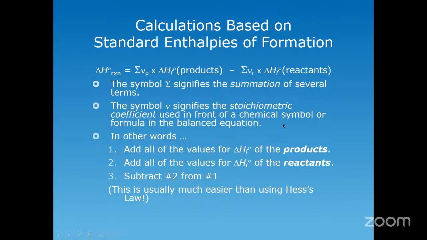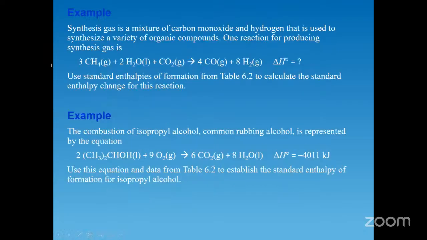And I think I have a couple of examples here, which would be the 2 last questions in this chapter. So the first one says, synthesis gas is a mixture of carbon monoxide and hydrogen that is used to synthesize a variety of organic compounds. One reaction for producing this gas is given right here. And the question is asking for you to calculate the standard enthalpy change based on the values in the tables that I've provided for you.